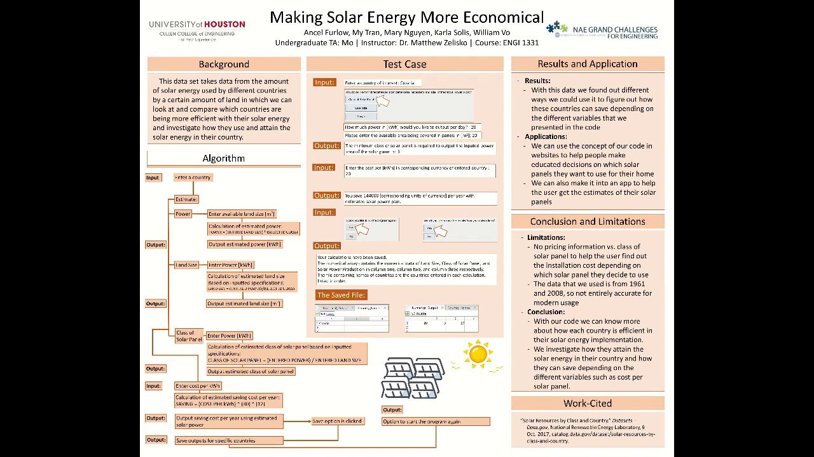There are going to be 4 equations for the code that we're going to use. The first one is the calculation to estimate the class of solar panel based on the input. So the class of solar panel equals the enter power divided by the enter land size, and the output is going to be the estimated class of solar panel.